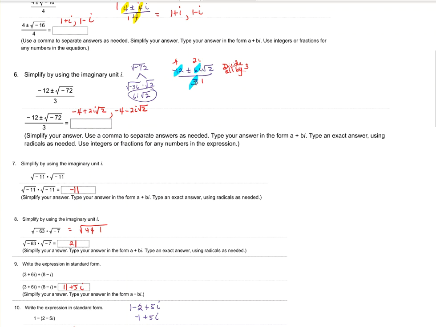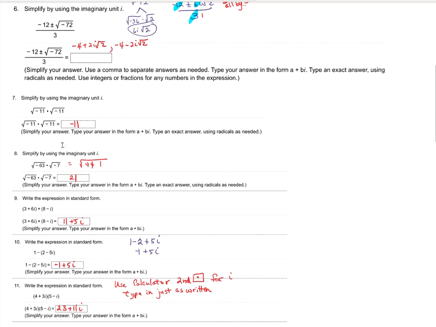And now we look at these three numbers. We have to say, is there anything I can divide all of them by? If you only have 2, you don't get to do the division. You've got to have all three divisible by something. Well, they're all divisible by 3. So we have negative 4 plus or minus 2i square roots of 2. That becomes a 1. So our two answers are here.